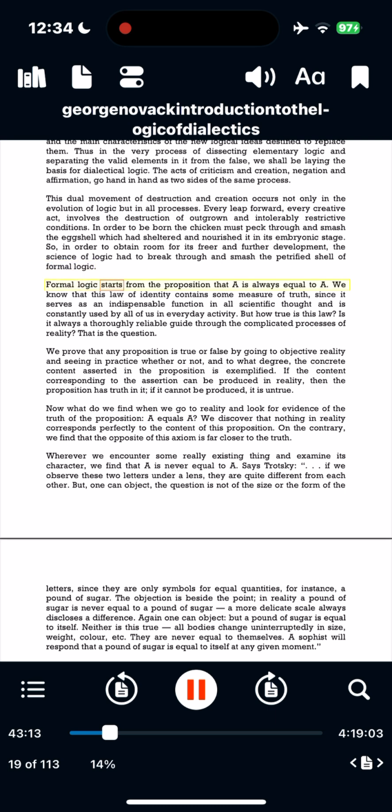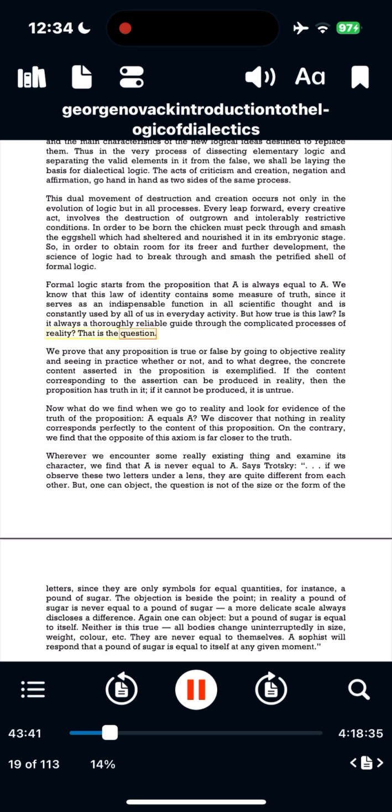Formal logic starts from the proposition that A is always equal to A. We know that this law of identity contains some measure of truth, since it serves an indispensable function in all scientific thought and is constantly used by all of us in everyday activity. But how true is this law? Is it always a thoroughly reliable guide through the complicated processes of reality?